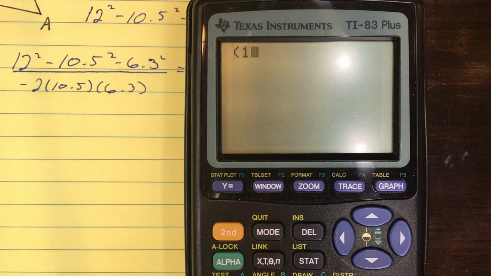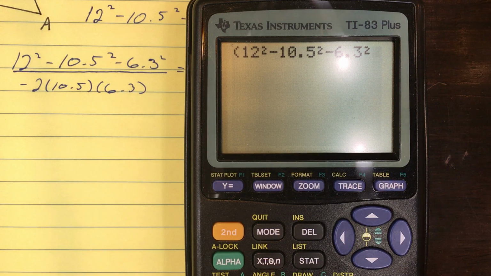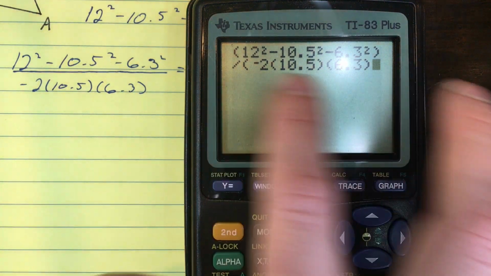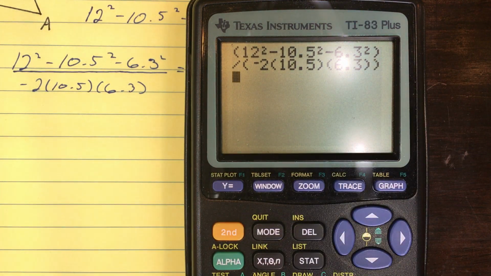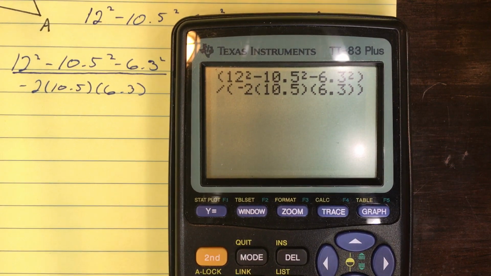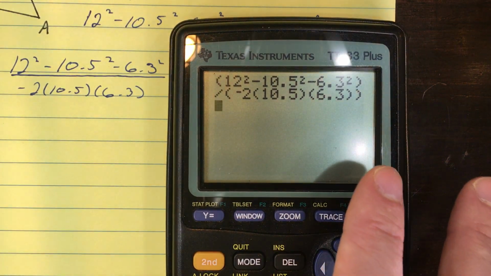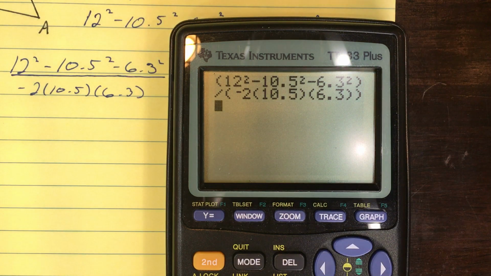So I'm going to go parentheses 12 squared minus 10.5 squared minus 6.3 squared, close parentheses, there's my numerator, divided by, and then I'm going to do parentheses around negative 2 times 10.5 times 6.3, close parentheses for 6.3, and then close my parentheses for my denominator. Make sure you can see that without the glare. So that should give us the answer on the left side.